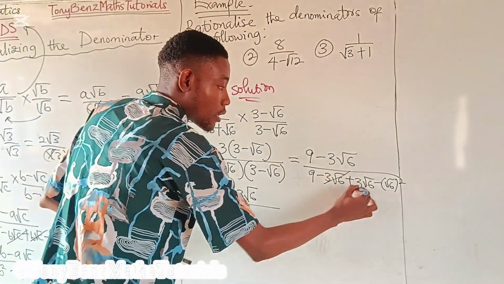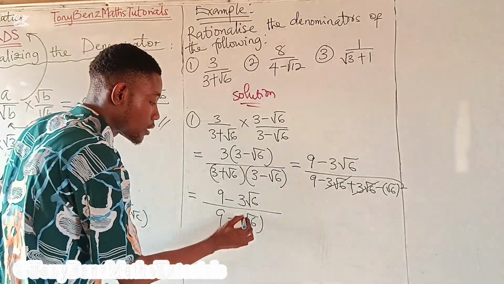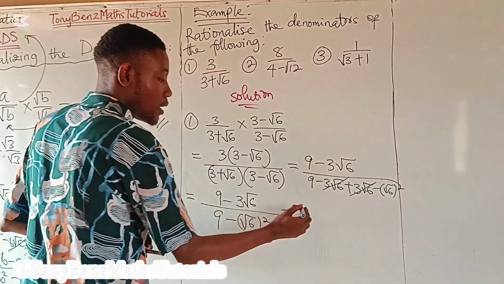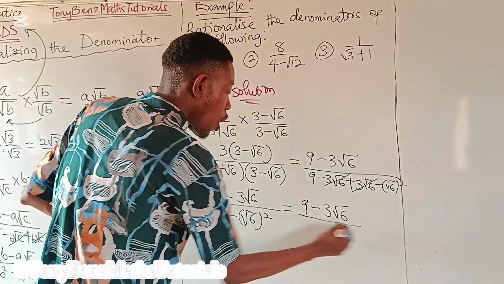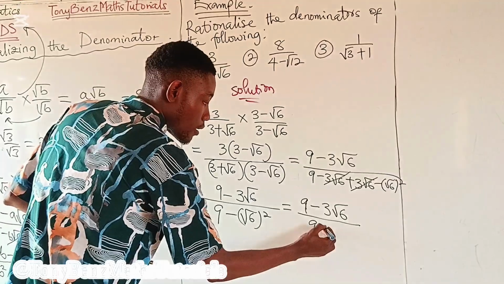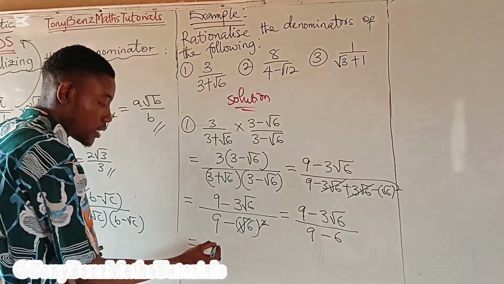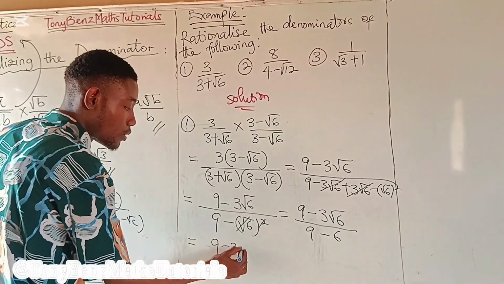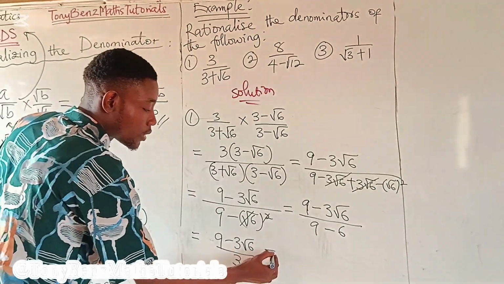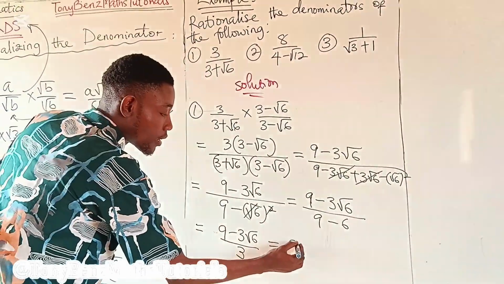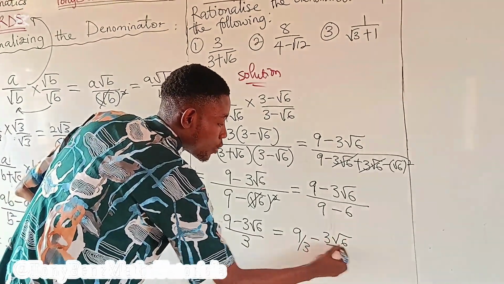And it's the same as saying 9 minus 3 root 6 all over, this guy will take care of this guy. I have 9 minus root of 6 all squared, and the same as saying 9 minus 3 root 6 all over 9 minus square root going with square, we have 6. And the same as 9 minus 3 root 6 all over 9 minus 6, which is 3.